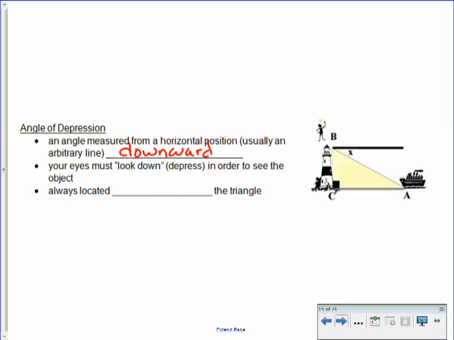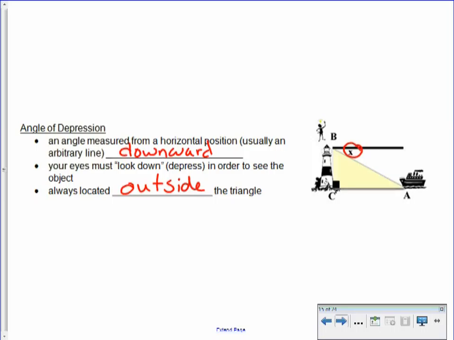Angles of depression, excuse me, angles of depression are always located outside the triangle. You can see here, if I'm a person standing at the top of my lighthouse, I have this arbitrary horizontal line that's going through the sky. My angle of depression is the angle I'm looking down at from that horizontal, so it's on the outside here, not on the inside like we had with the angle of elevation.